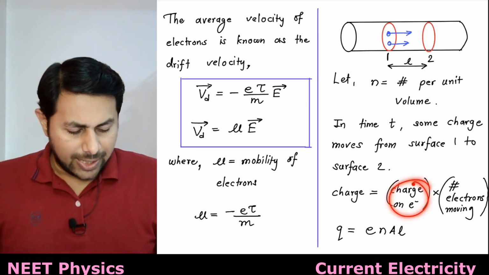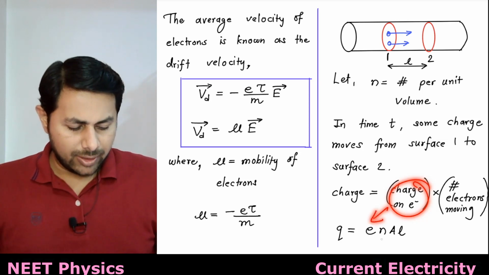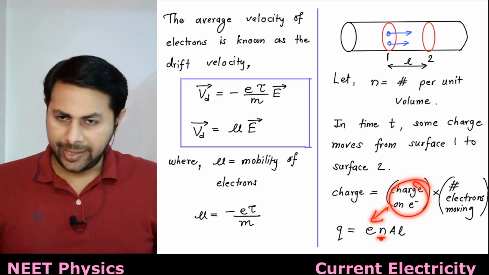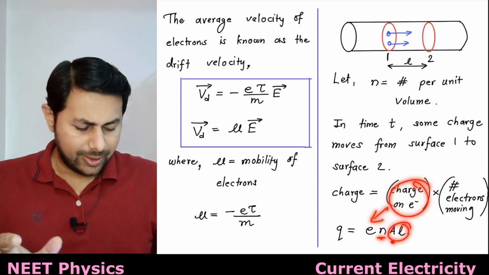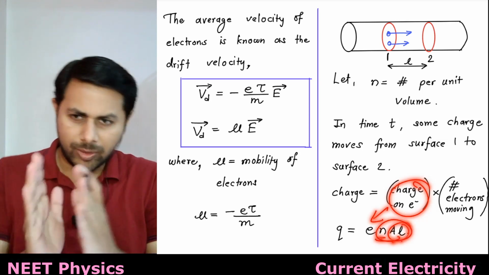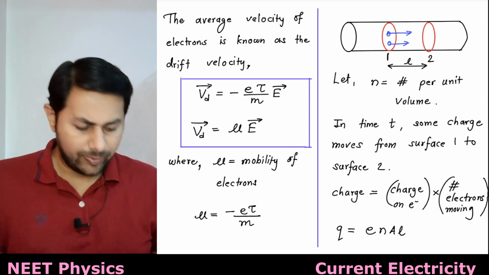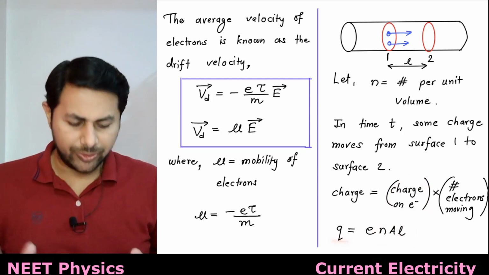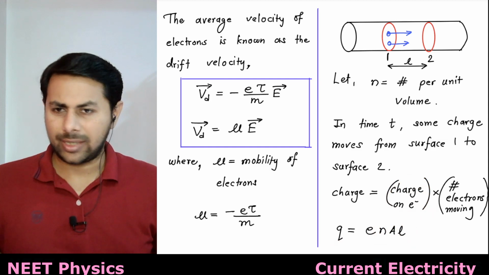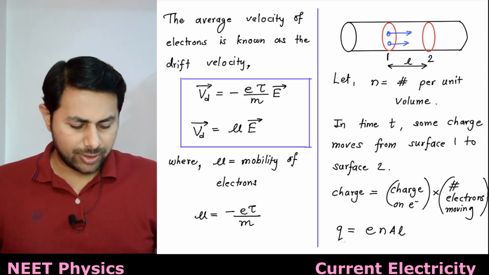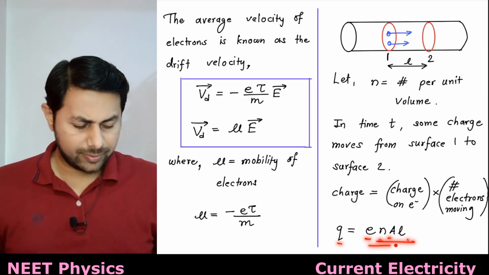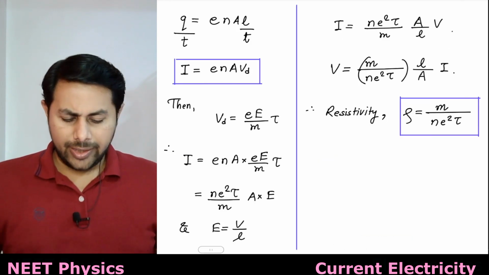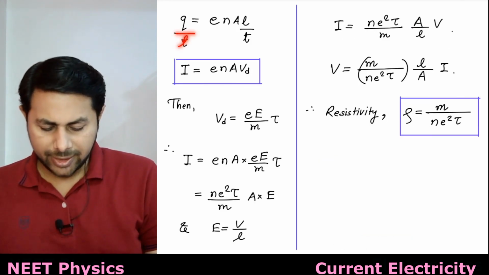So charge on an electron is e, number of electrons per unit volume is n, and the volume is equal to A times L. This gives us the number of electrons moving through that volume, and therefore the charge moving through that volume in a particular time, let's say t. So Q is equal to e times n multiplied by AL. Is this clear? Then just divide both sides by time.